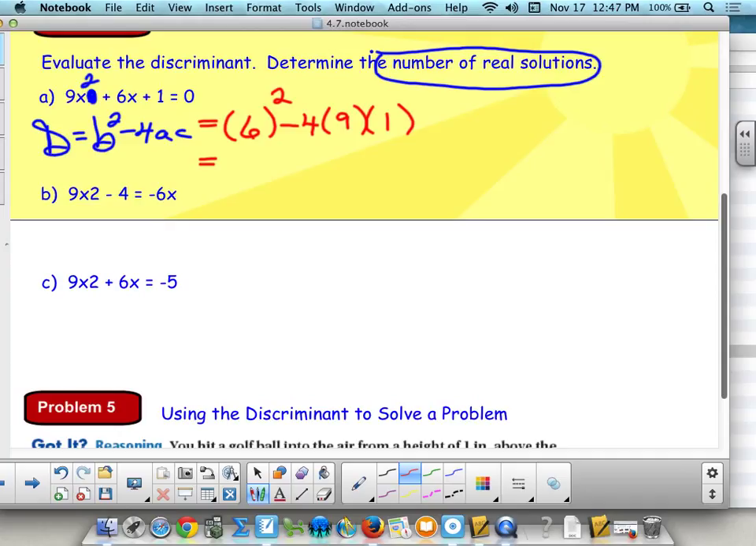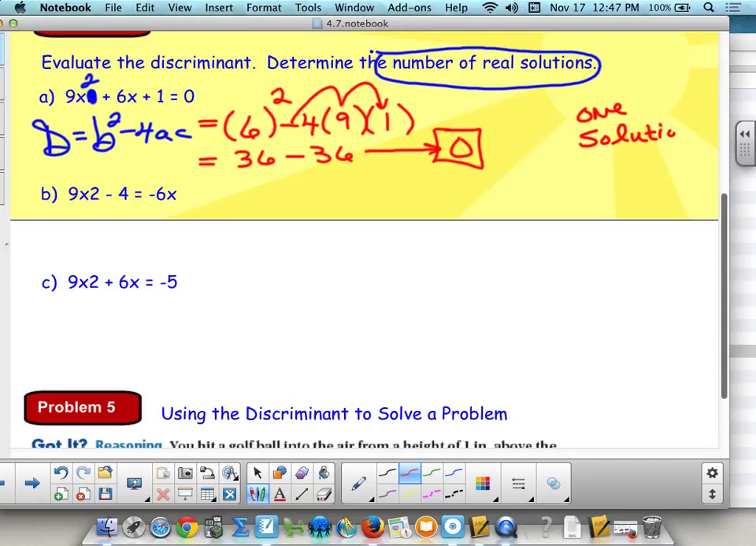Okay. 6 times 6, 36. Negative times positive times positive, negative 4 times 9, 36. She's getting a discriminant of 0. That's 1 point on the test. Now you gotta say what it means. There's 1 solution. That's all it means.